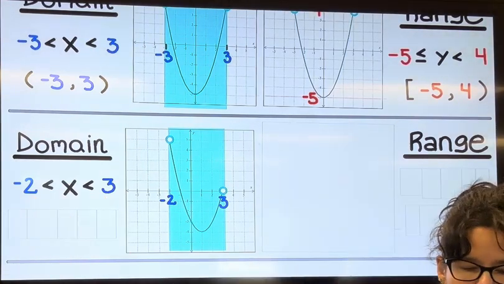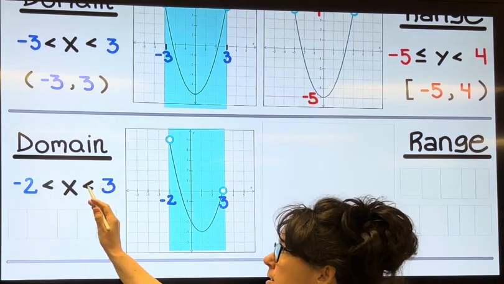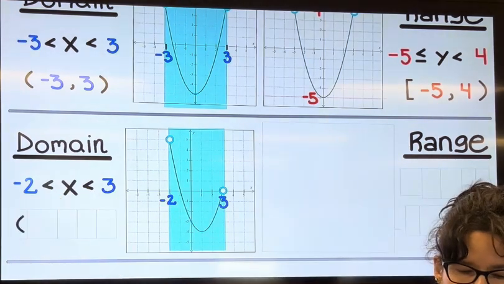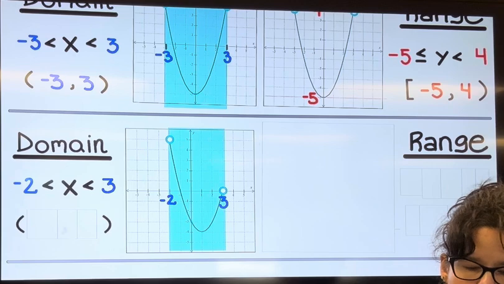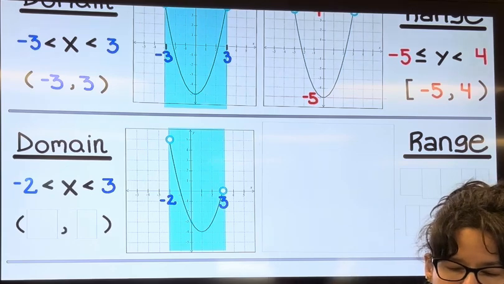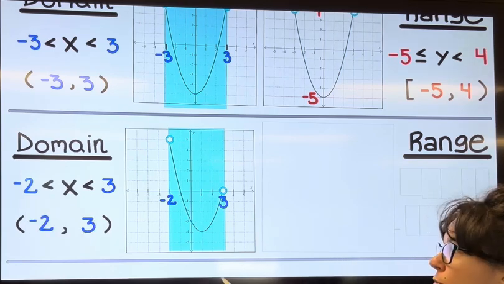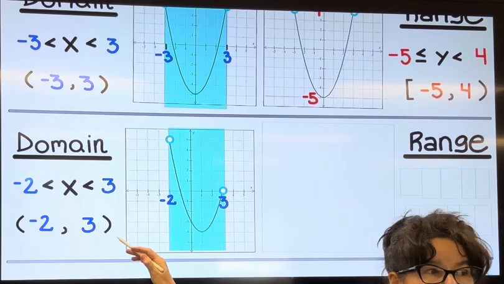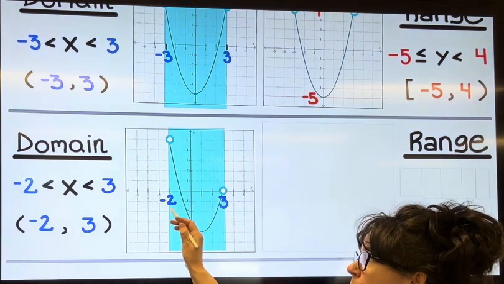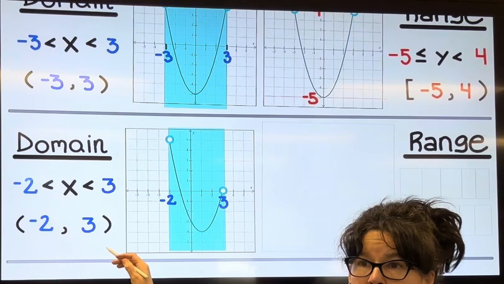Using interval notation, these symbols go with parentheses, comma in the middle, and our x is from -2 through 3. Again, that is not a point. These numbers are coming off the x-axis, both of them.